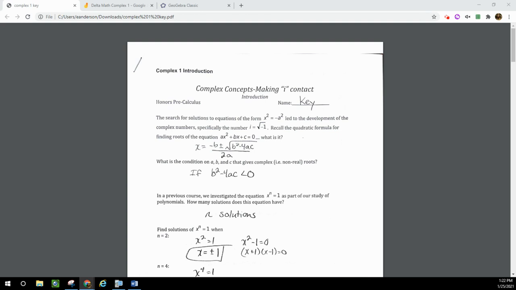Introduction to Complex Numbers 1. The search for solutions to equations of the form x squared equals negative a squared led to the development of the complex numbers, specifically the number i equals the square root of negative 1.